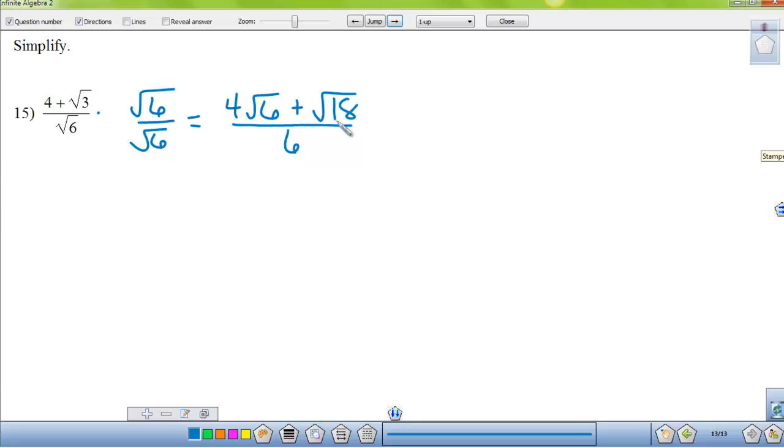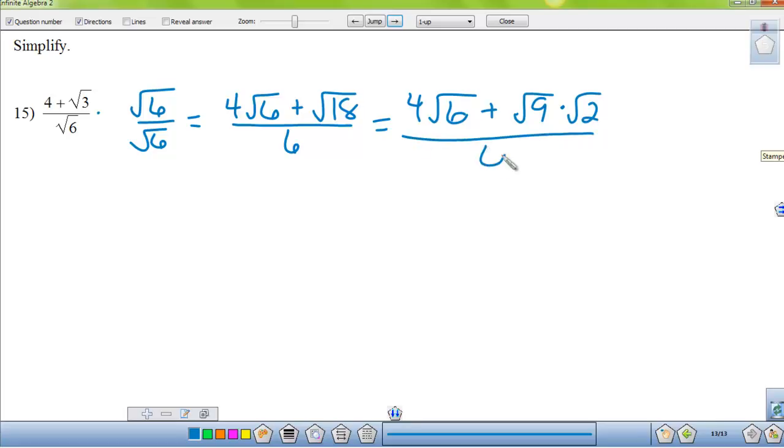Now, we can simplify the square root of 18 because it does have a perfect square factor in it. And that perfect square factor is 3. Excuse me, it's 9. 9 times 2. And that gives me 4 times the square root of 6 plus 3 times the square root of 2 over 6. And I do want to just point out the fact that you cannot add the 6 and the 2 together because they're not like radicals. In order to combine, you must be the same kind, and those are not the same kind.